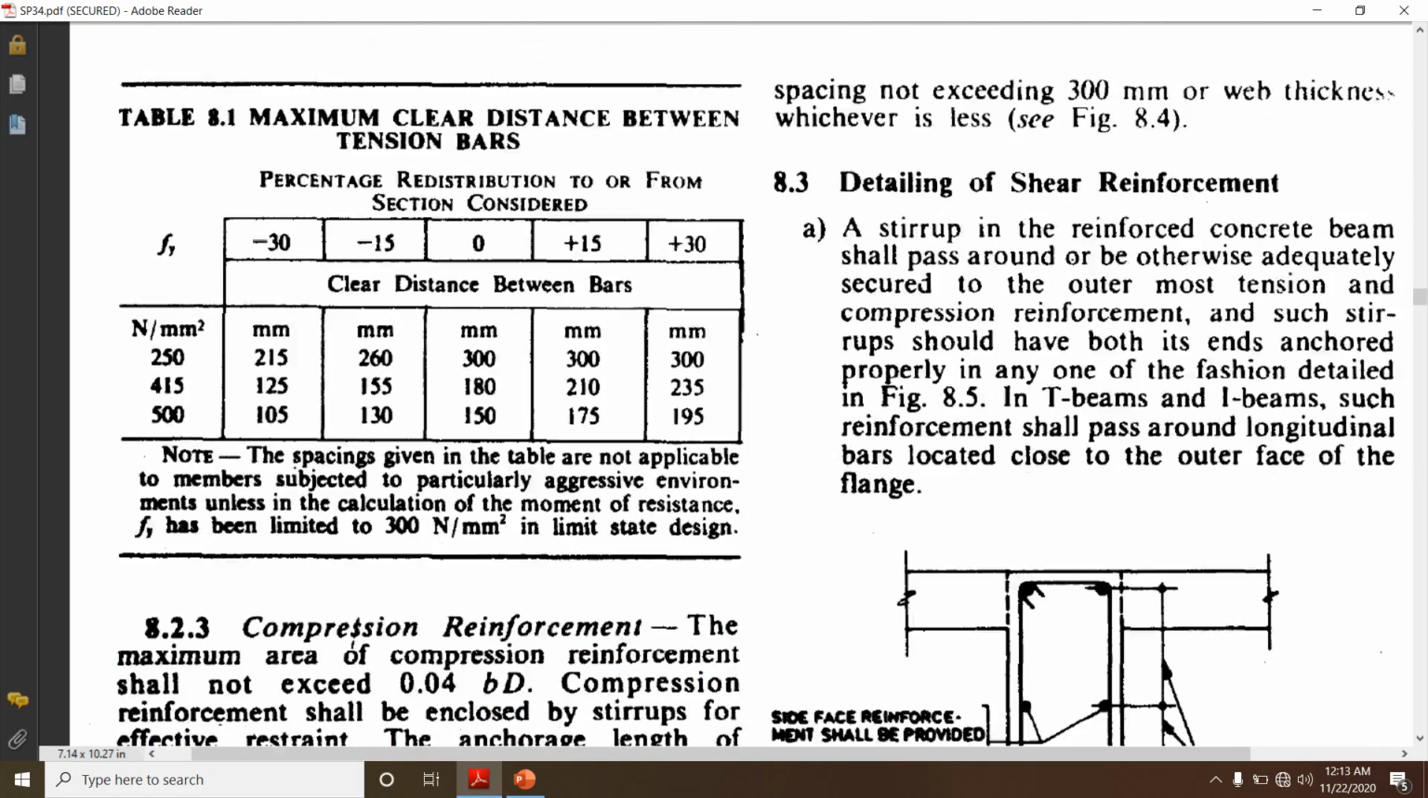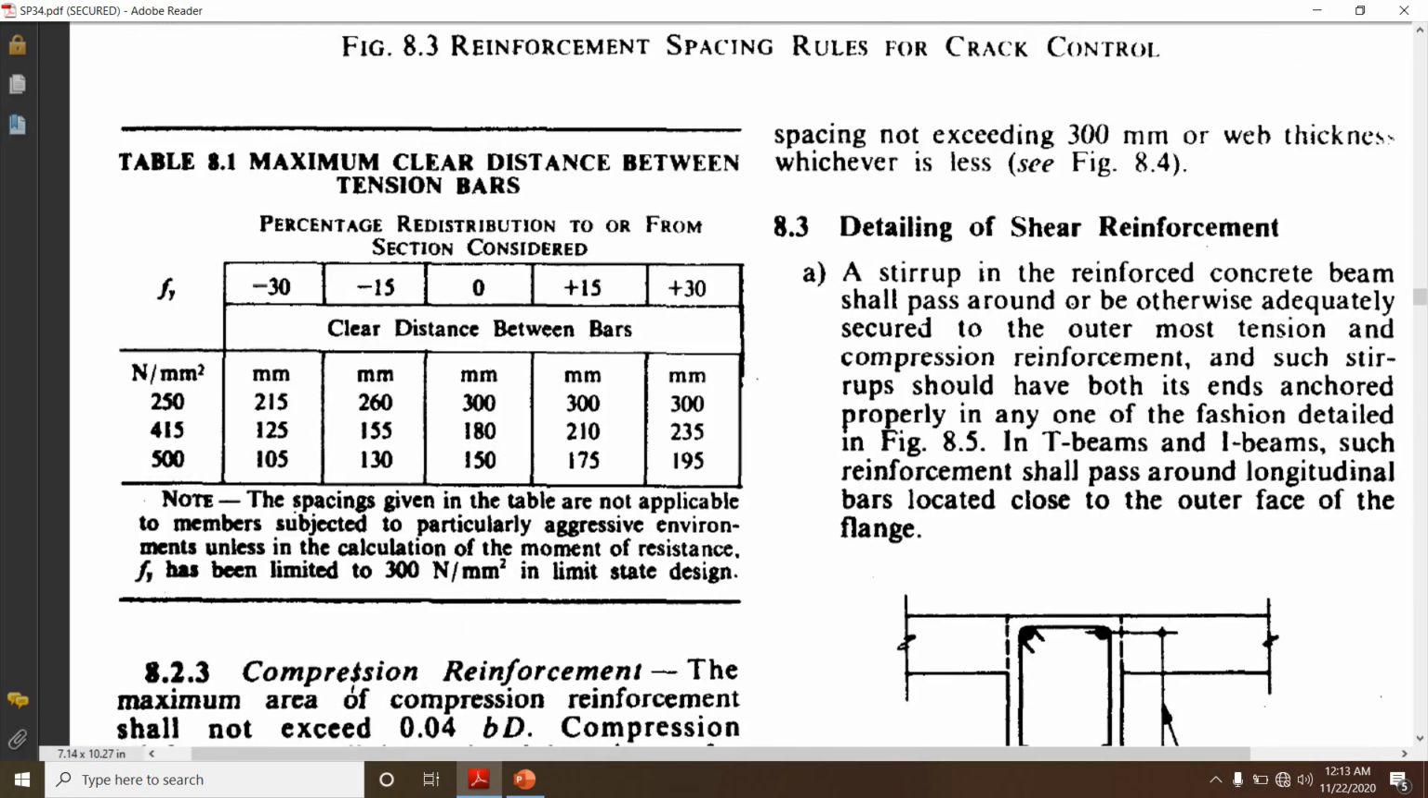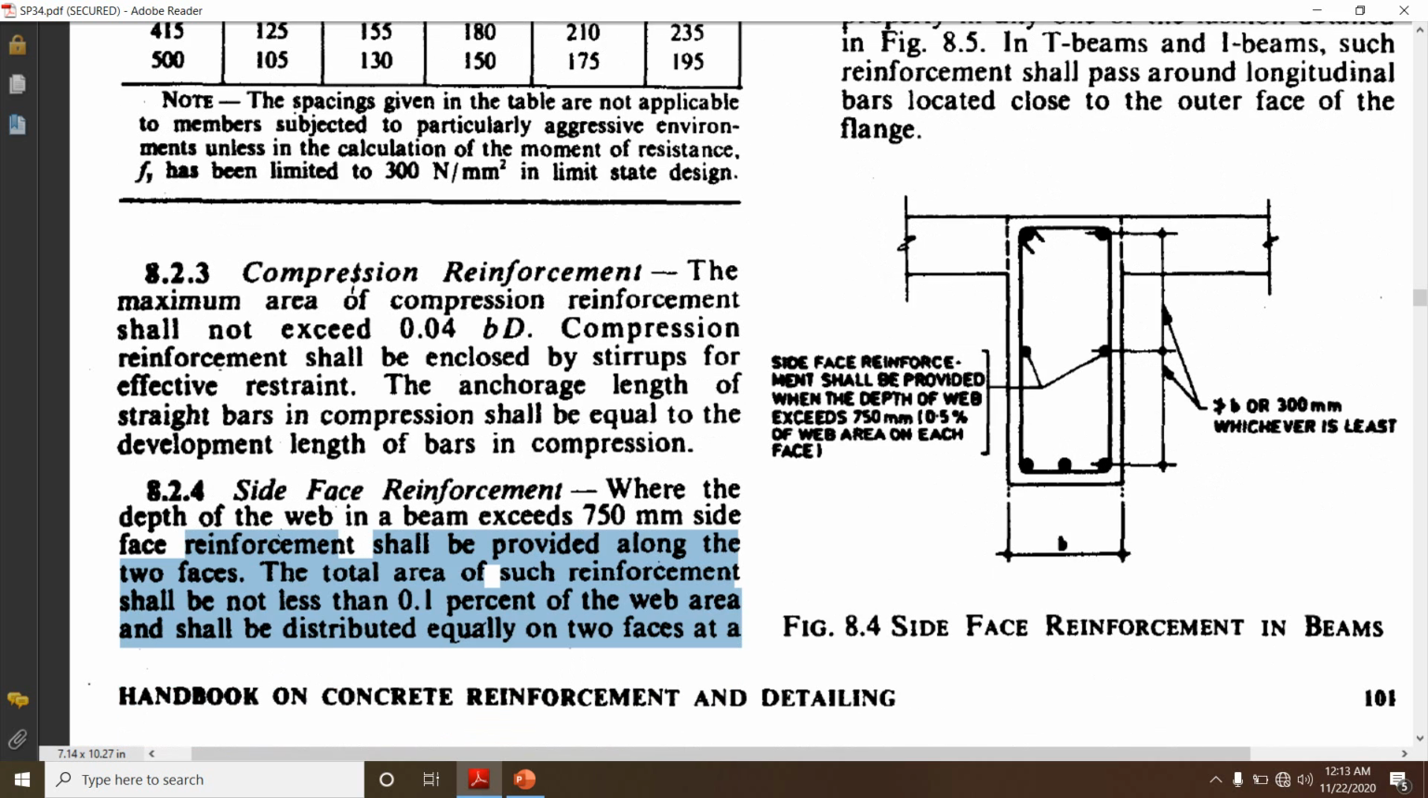Then another thing they have given here is the spacing. You can see the spacing between this bottom bar, top bar, and this side face reinforcement. It should not be greater than b, where b is nothing but the width of the beam, or 300 mm, whichever is least. So out of this, whichever is least should be the spacing of the side face reinforcement.